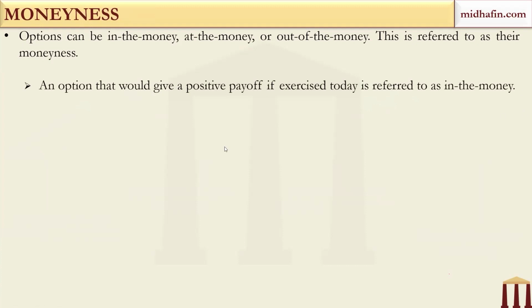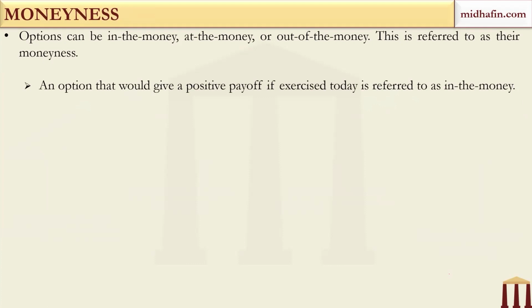First, if you have an option that gives a positive payoff if exercised today. Now, you might wonder that if it's a European style option, I cannot exercise it at any point of time. So in that case, you just imagine that it's a hypothetical exercise. You are exercising it in your mind, not in reality. And then you compare what this payoff is. If this payoff is positive, then the option is considered in the money.